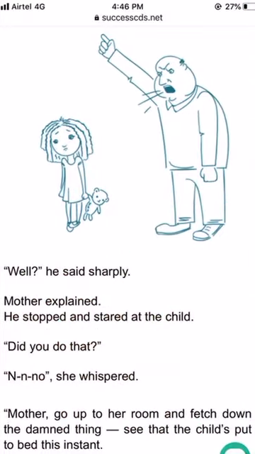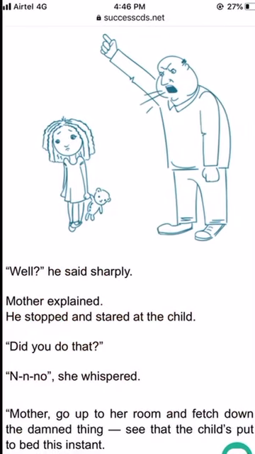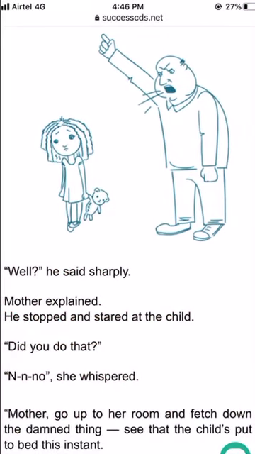Well, he said sharply. Mother explained. He stopped and stared at the child. Did you do that? No, she whispered. Mother, go up to her room and fetch down the damned thing. See that the child's put to bed this instant.